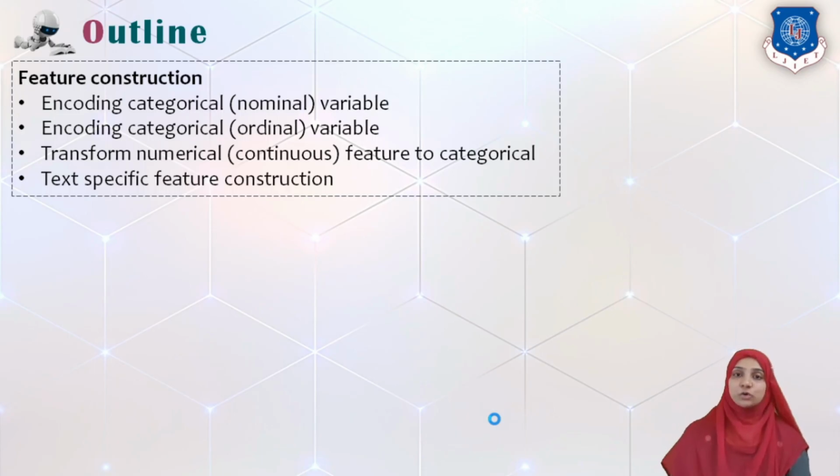Hi, in today's video, we are going into detail with feature construction, which is one of the feature transformation techniques. We will see how to represent a categorical variable, which is nominal in nature, as a more powerful feature. We will see how to encode a categorical variable, which is ordinal in nature, into a more powerful feature. Likewise, we will see how to transform a numerical, continuous type of feature into a categorical feature. At the last, we will look into text-specific feature construction.